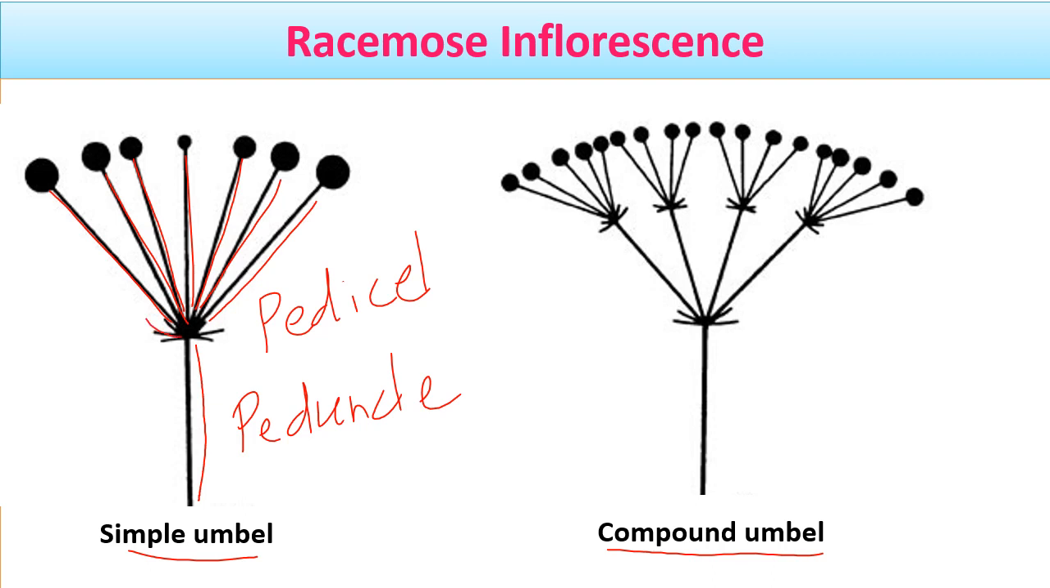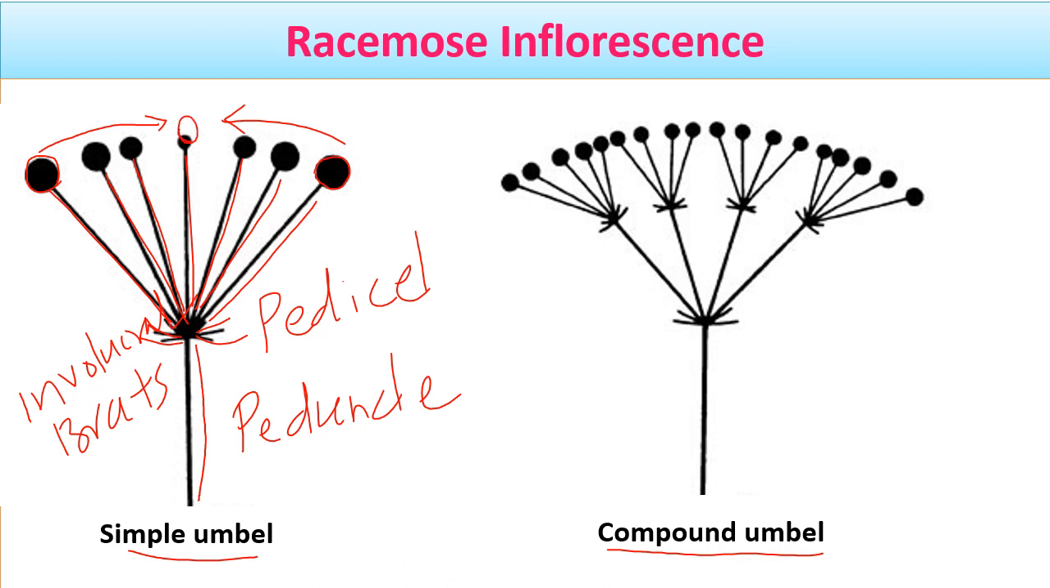If you look here, bracts are there. These bracts are called involucral bracts. Now if you look here, this is the oldest flower, and as you move toward the apex, toward the center, here you can see the youngest flower.